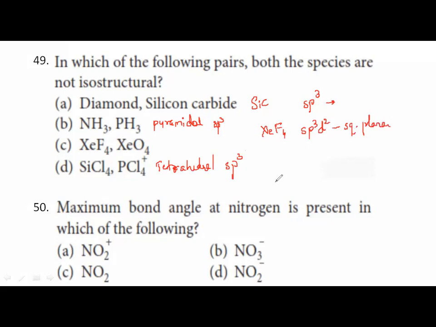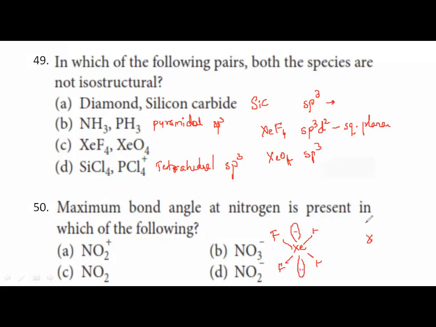Whereas in case of XeO4, xenon is sp3 hybridized. For example, 8 plus oxygen, there are valence electrons. So it is bonded to 4 oxygen atoms, all 4 are double bonds. So I will show you the structure of XeF4. The XeF4 structure is this: F, F, F, and F. Here there is one lone pair, and here there is another lone pair.